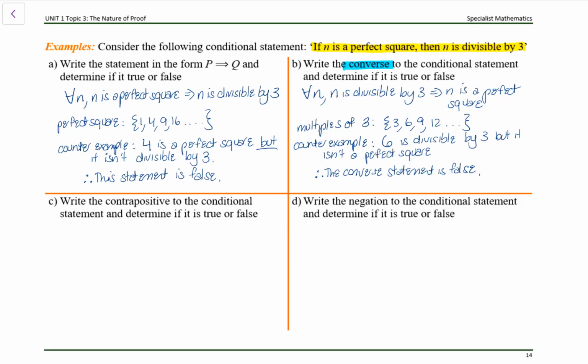Let's look at the next one. Write the contrapositive to the conditional statement and determine if it is true or false. So that's for all n. This is the same as the converse, but with the negation. So for all n, n is not divisible by 3, which implies that n is not a perfect square. Okay, so let's look at what we've got.